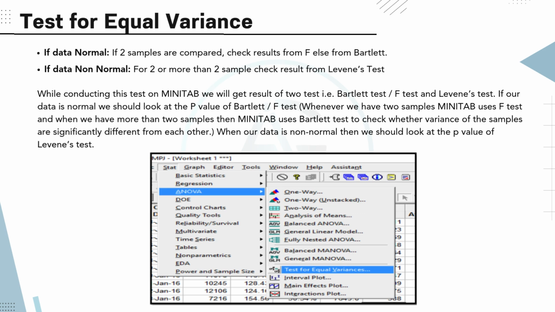This makes the analysis efficient and ensures that you're using the right statistical method depending on your data type and sample size. Remember, a small p-value, typically less than 0.05, indicates that the variances are significantly different. A large p-value suggests that the variances are approximately equal, and you can proceed assuming equal variance.